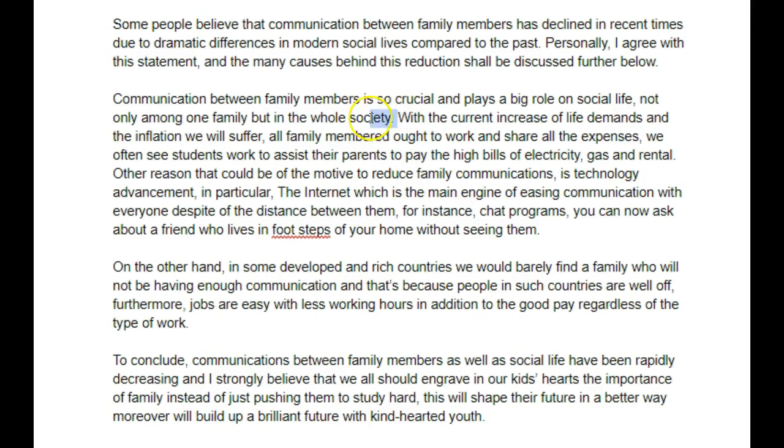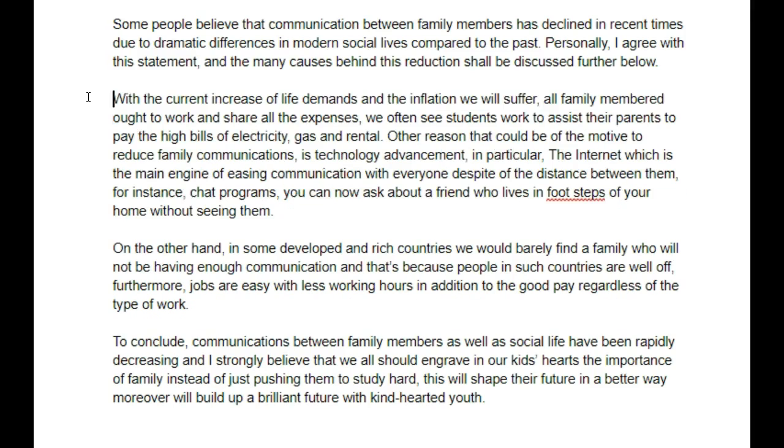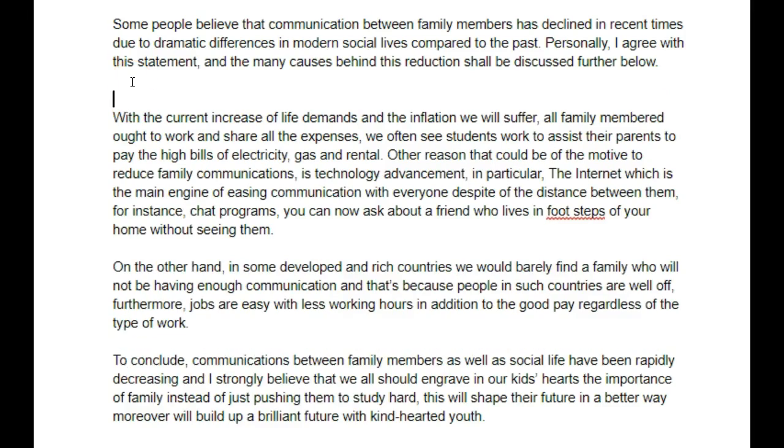So my next point would be that these paragraphs now only require you to discuss why communication has reduced. So that it's crucial, that it plays a big role in society, it's not really necessary. We can do without that. It does not answer the question. So with the current increase of life demands, okay, so as a topic sentence, this is a bit much. So let's try and write a cleaner version of this sentence.